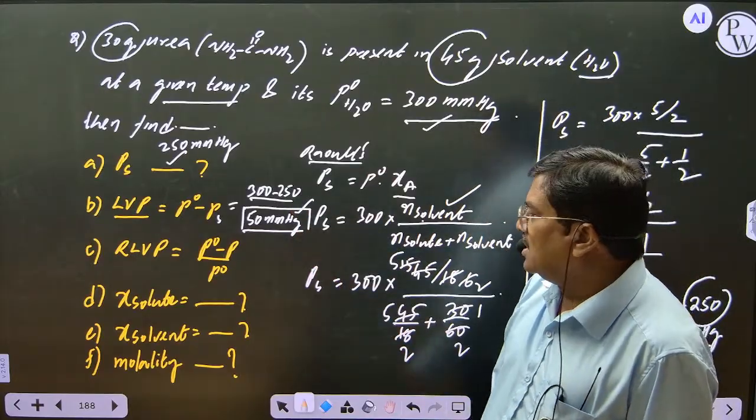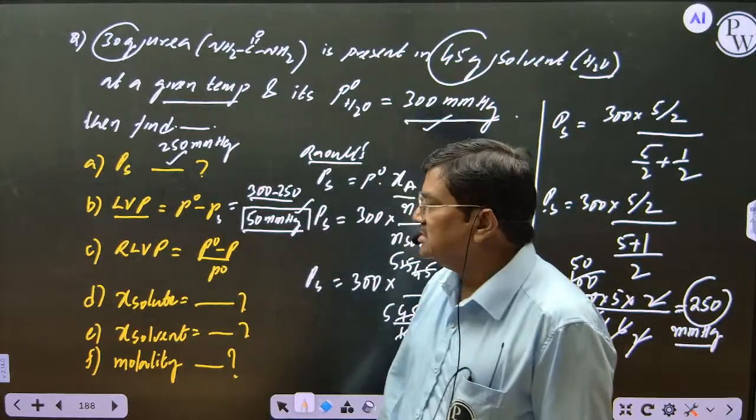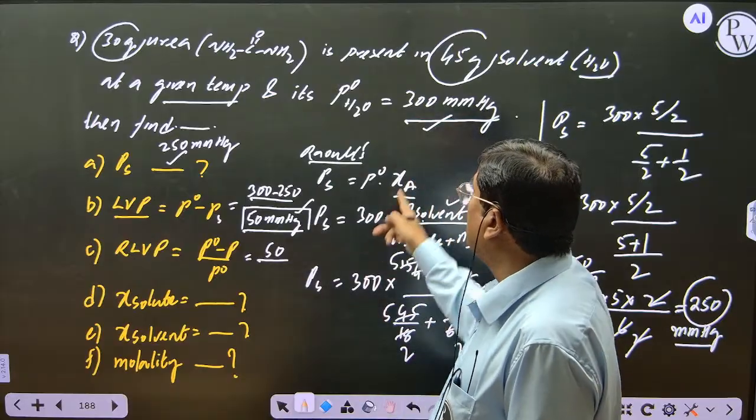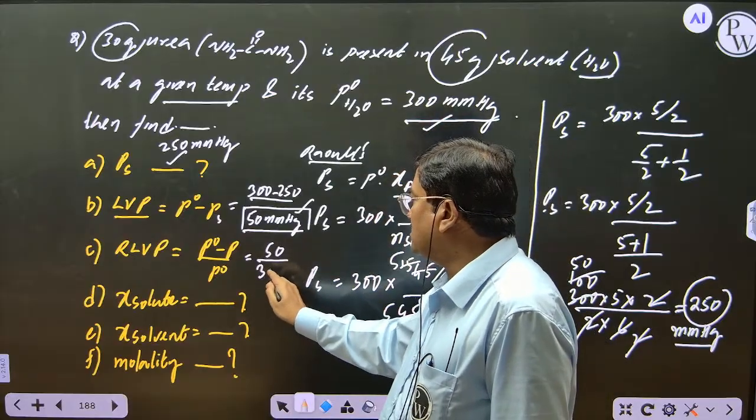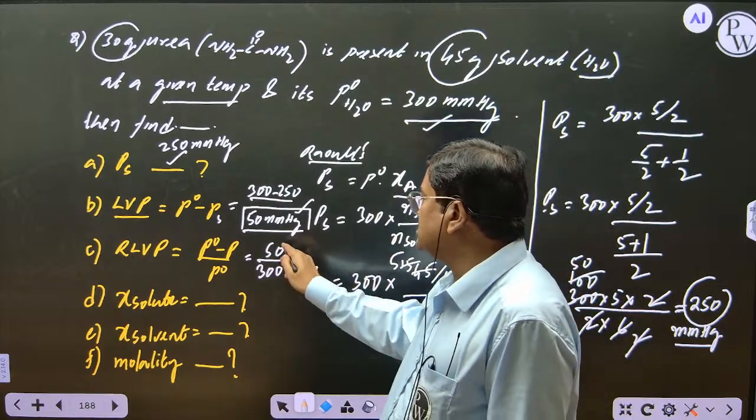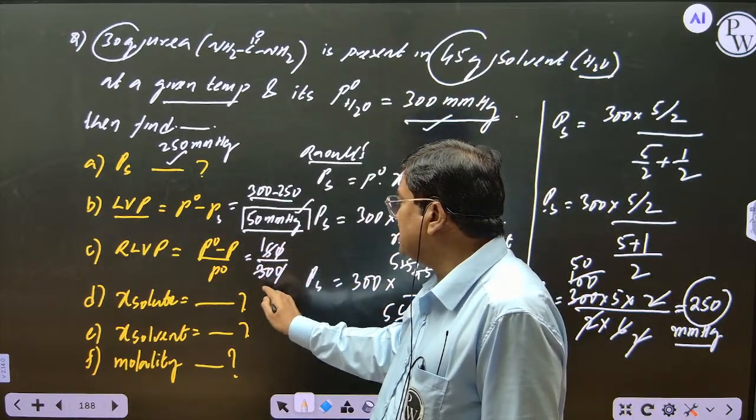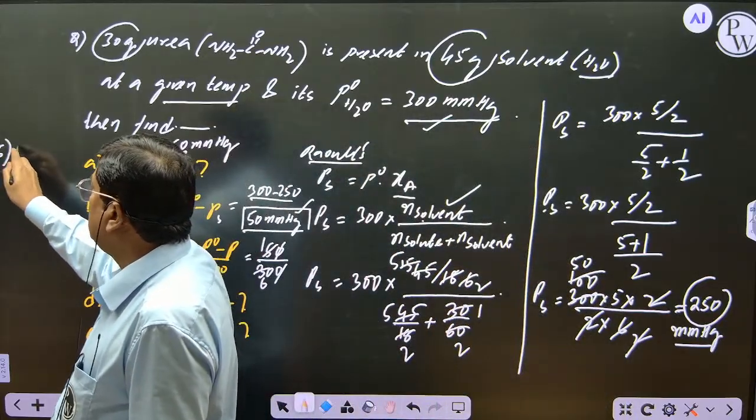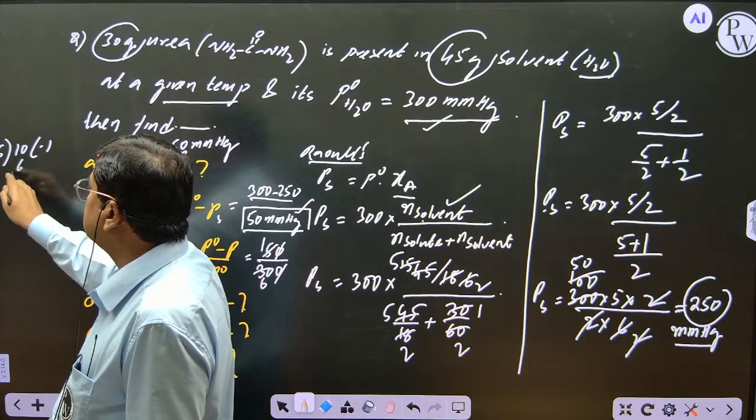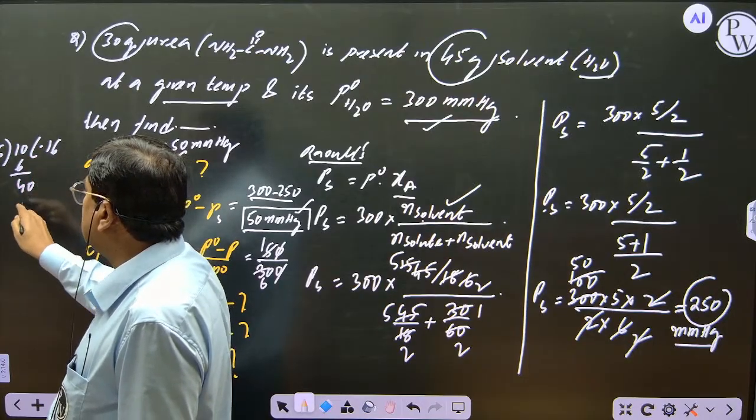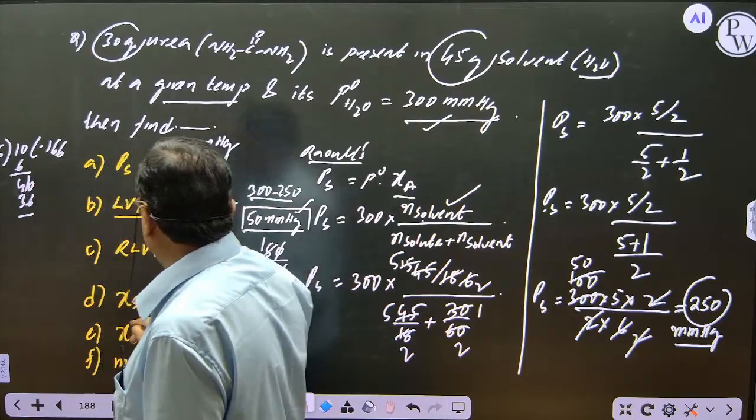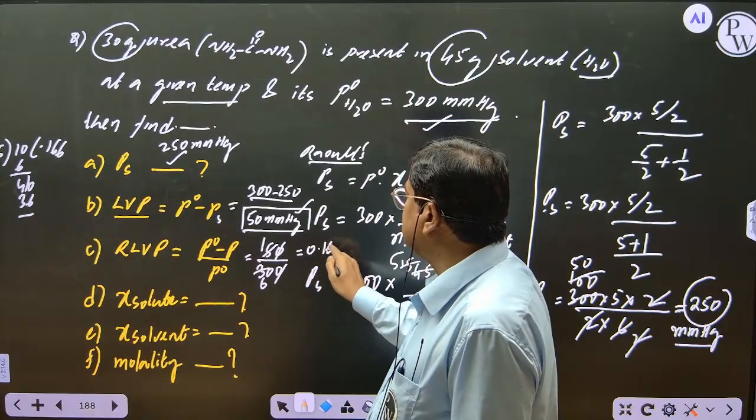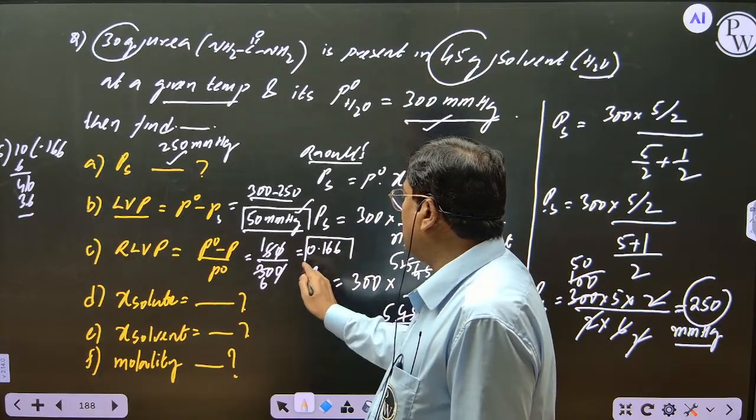Clear? Now RLVP, it is a ratio. This we found 50, no? So this 50 is to be divided by the vapor pressure of the pure solvent. That is how much? 300. So 0 cancel, 5 ones are 5, 6 are 6. When you simplify it, how much does it come? 1 upon 6. 6 ones are 6, 6 fours are 36. It will be a bar. That means it is coming how much? 0.166. This will be the RLVP.